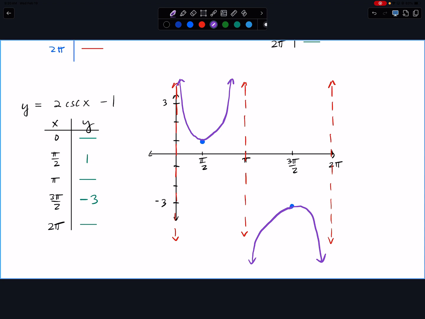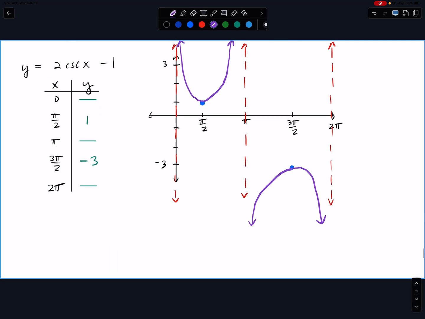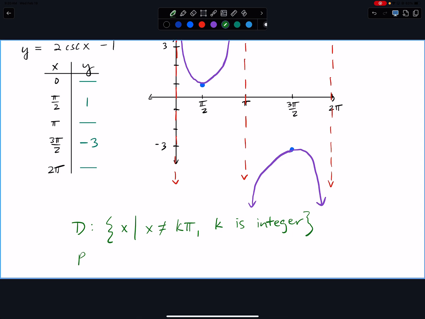Okay, domain and range. Where are all our asymptotes happening? At every pi, right? Do we care if it's odd? No. So we're not discriminating here. Every pi. Doesn't matter if it's even or odd. So the domain of this thing is going to be all x such that x cannot be k pi, where k is an integer. I know I didn't write and. I'm just being lazy. All right, the range is different, so pay attention.